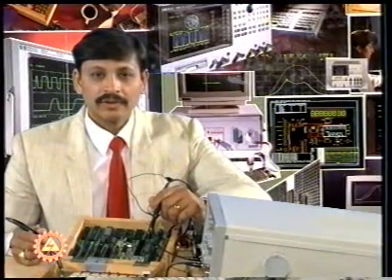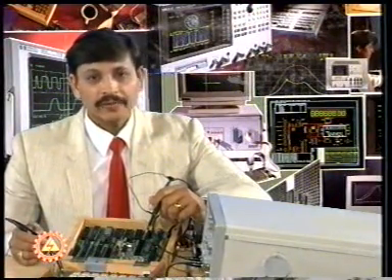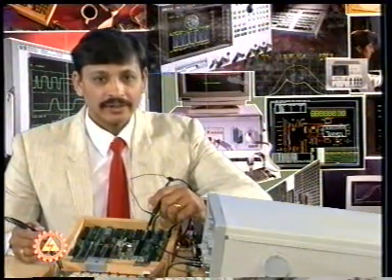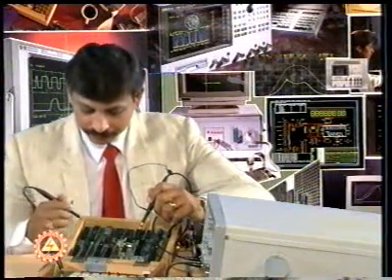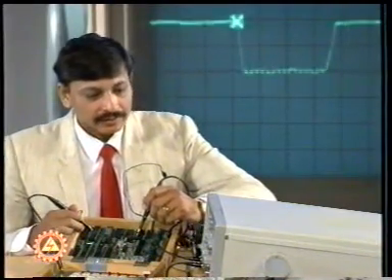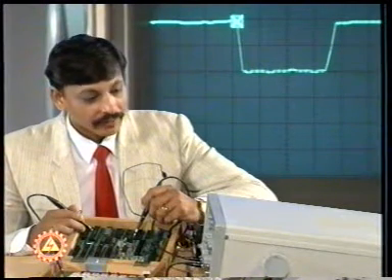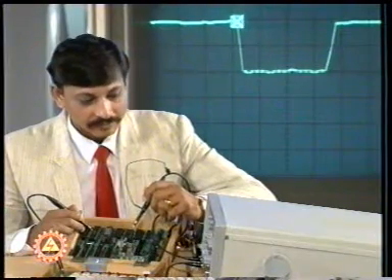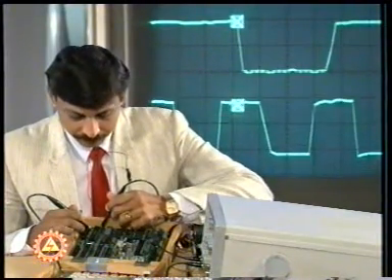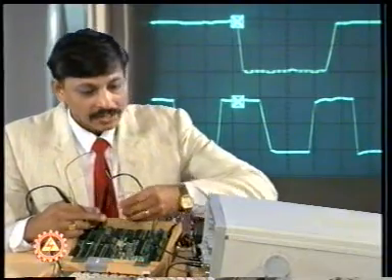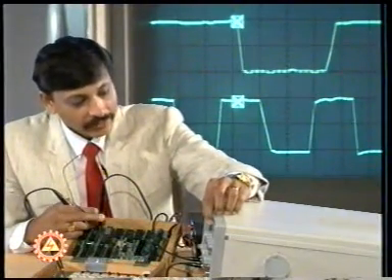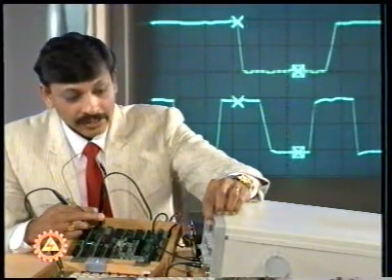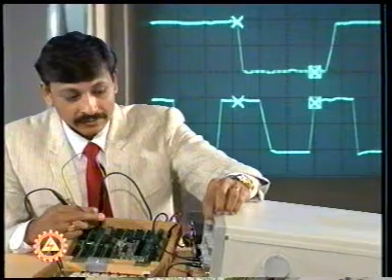Let us probe the device address and the IO write signals. We are executing an OUT to port 03 in a continuous loop. This is the active low device address signal, which is decoded from the address decoder. This active low signal is the IO write signal. The actual data transfer occurs at this rising edge.